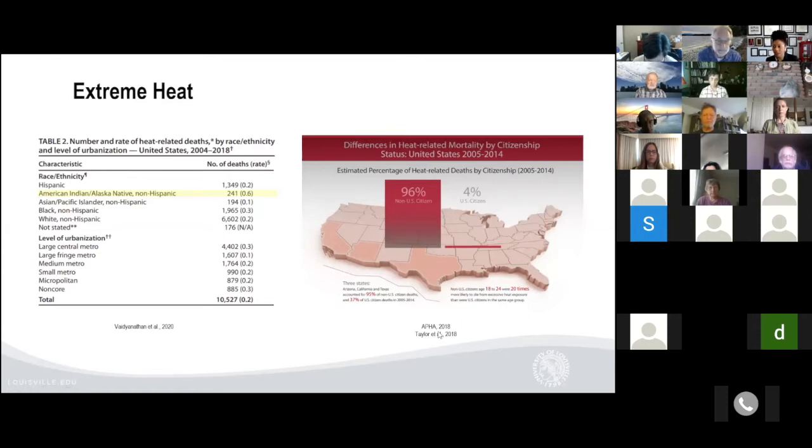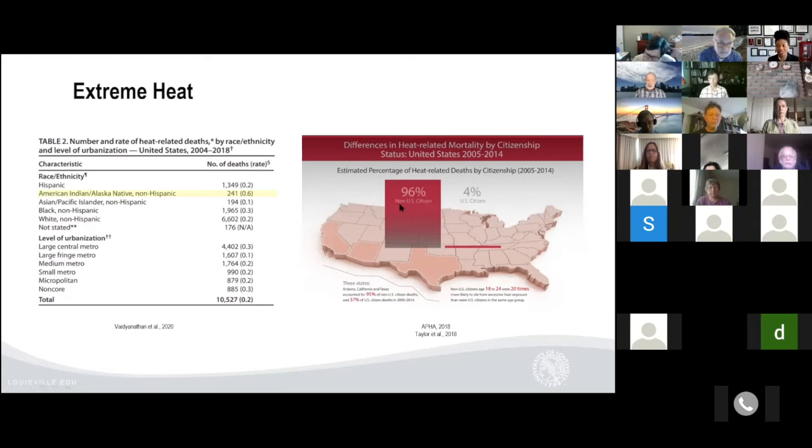Shown here in the second figure from the American Journal of Public Health in 2018, they examined heat-related mortality differences between US citizens and non-US citizens. And they found that among heat-related deaths in the US, 4% were among US citizens, while 96% were among non-US citizens. You may not have realized this is actually a bar graph here because of how stark that difference is.